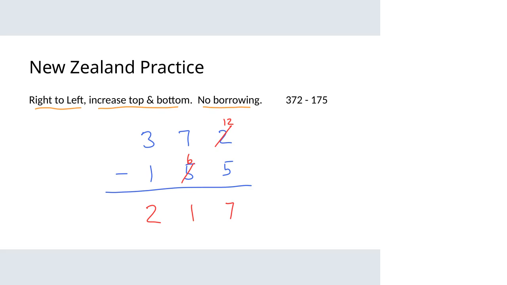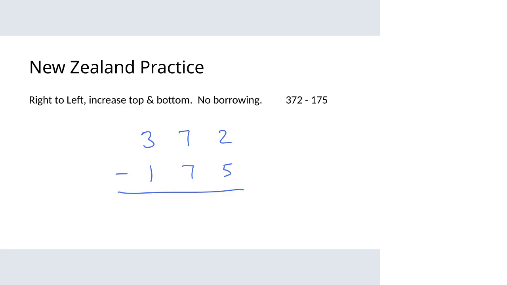372 minus 155. Oh, I wrote the problem down wrong. Haha. I was like, this isn't working out though I thought it would. All right, how about I fix that? How about we do it the right way? 372 minus 175. There we go. Sorry about that. Let's clean this up a bit.